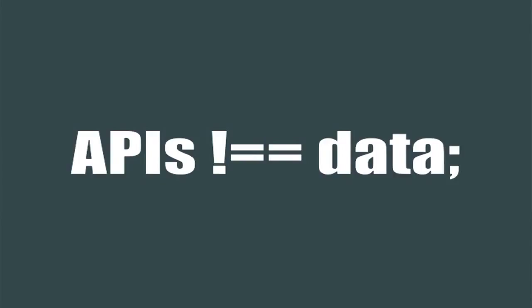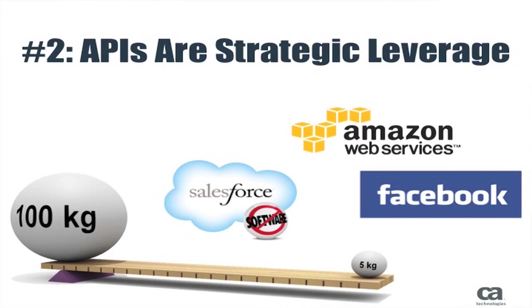So the lesson here is your API is not your data. Your API are the capabilities and the actions you provide. Data is how you do that. It's part of the equation. Do not start with data. Okay, so that was lesson number one.